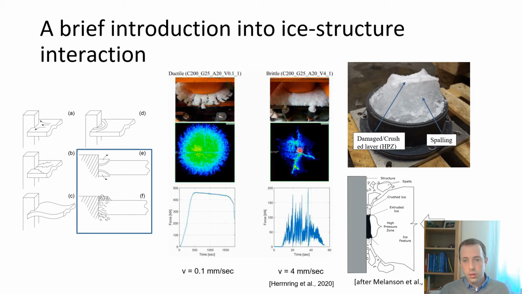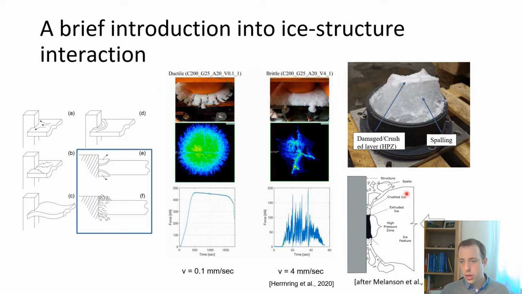On the other hand, you see brittle loads. In case of brittle loads, you have drastic force oscillations and some localization effects, which are called high pressure zones. I illustrated these high pressure zones here.